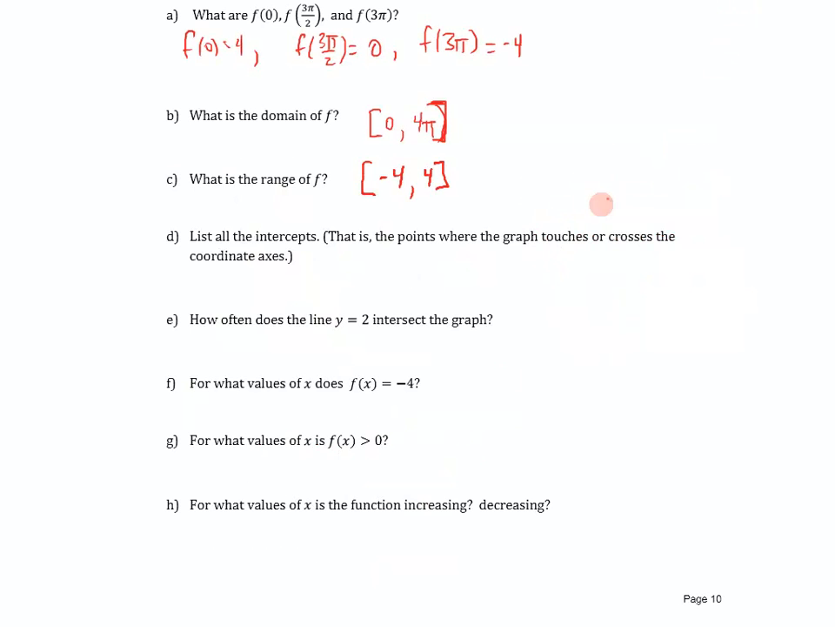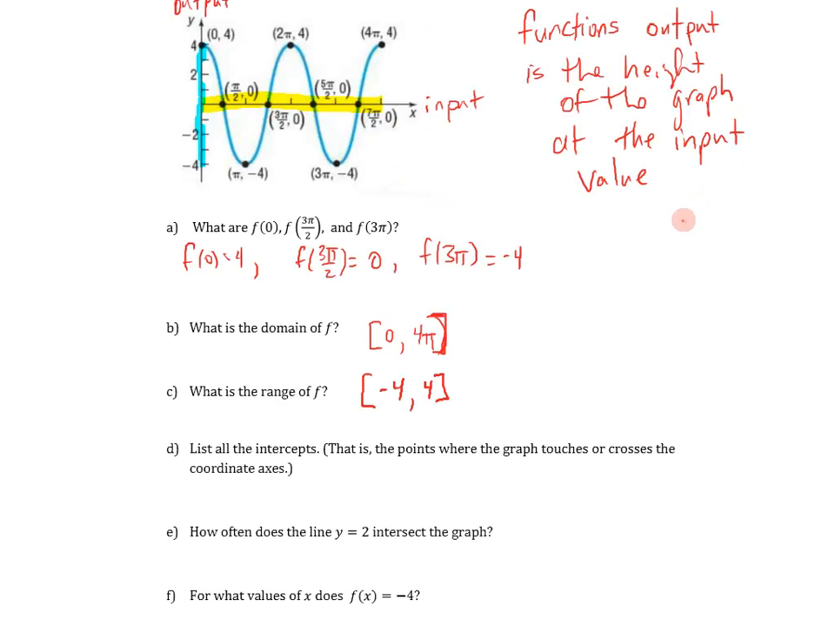The next question is to list all of the intercepts for this. Now you'll still have the graph on your notes there. I'll pull that back up just a little bit. All right, so the intercepts. What are the x-intercepts? Where does this thing cross the x-axis?